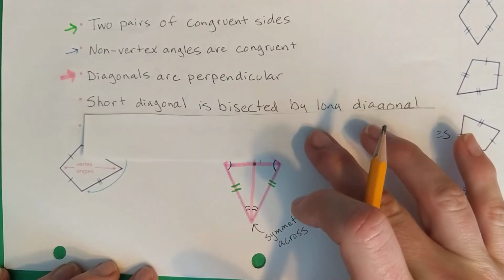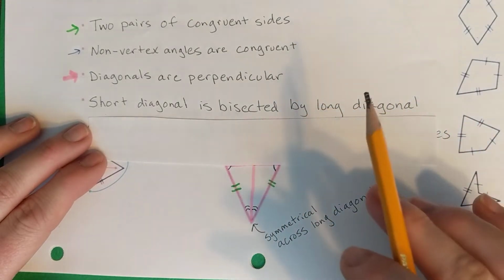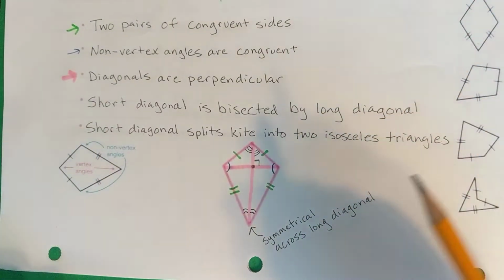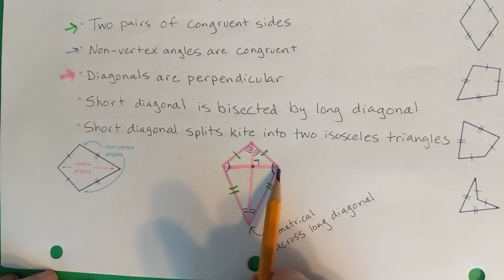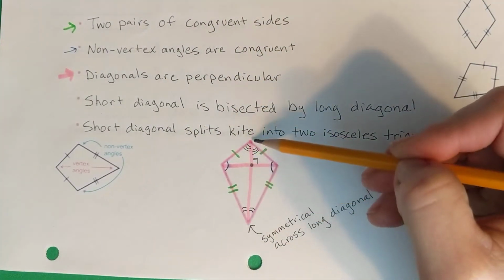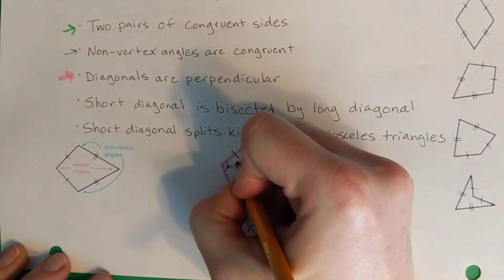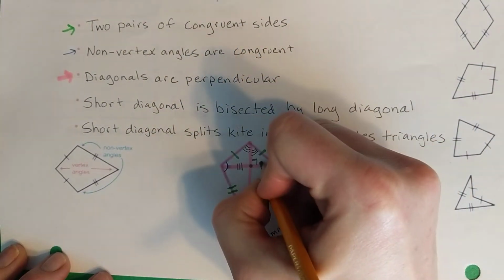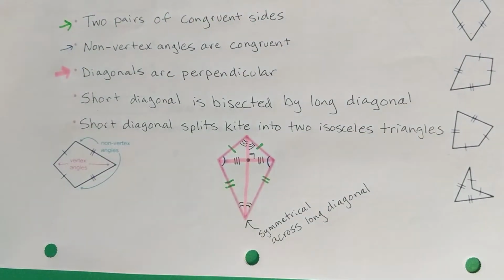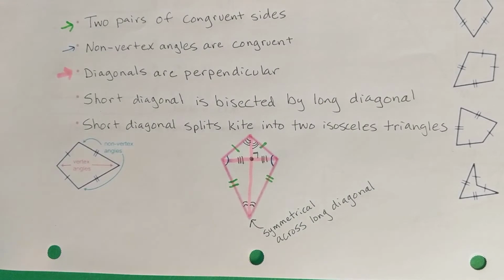Next, we have that the short diagonal is bisected by the long diagonal. So this little short diagonal is cut into two equal pieces by the longer one. You can see that the longer diagonal is not cut into two equal pieces, but the shorter one is. This side is congruent to this side, or this point here is the midpoint of that short diagonal.